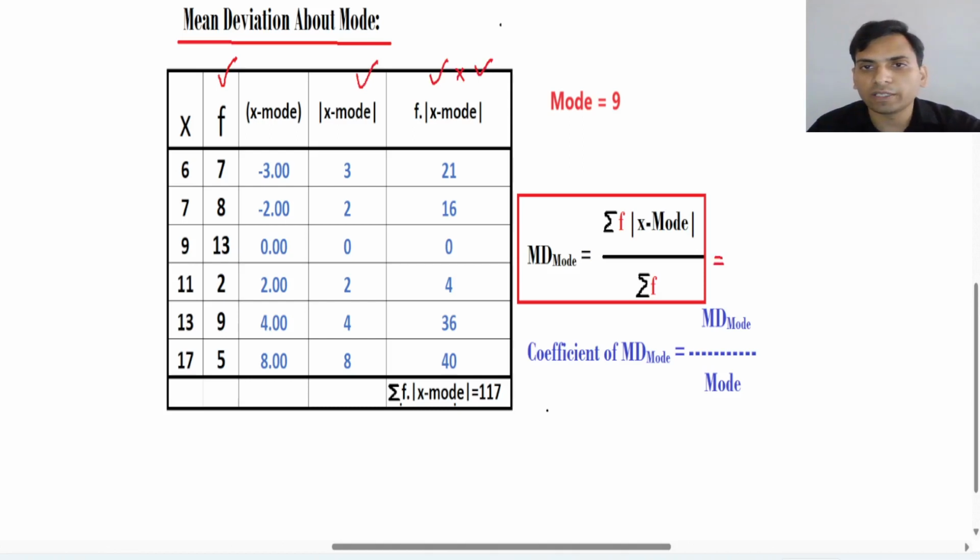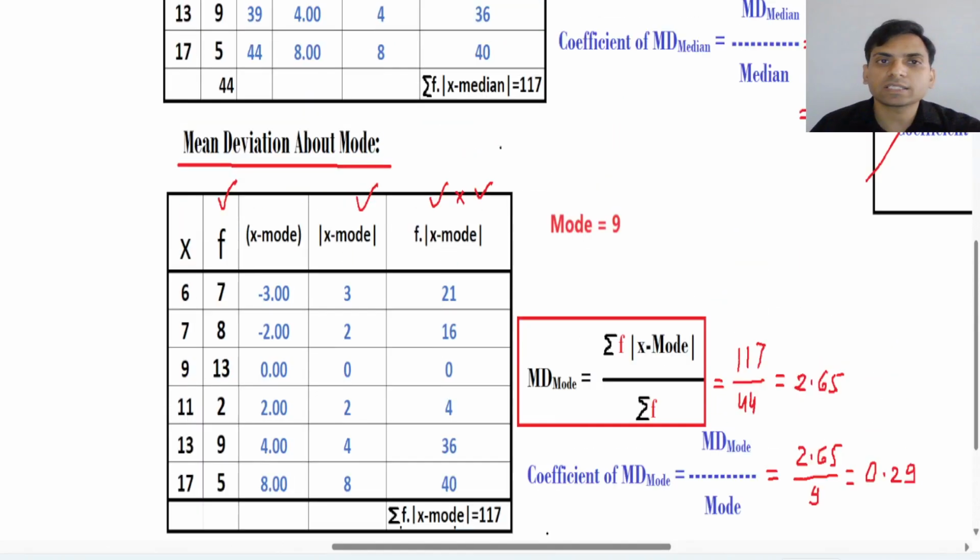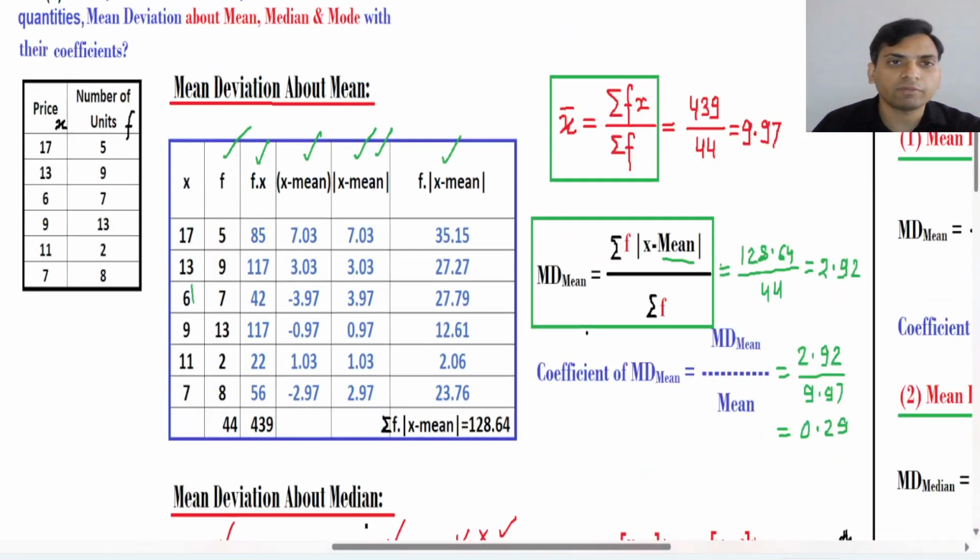The summation is 117 again, and this quantity is divided by summation f, 44. So you will get 2.65, and this 2.65 is divided by mode, which is 9. Then you get its coefficient, and its coefficient is again 0.29.